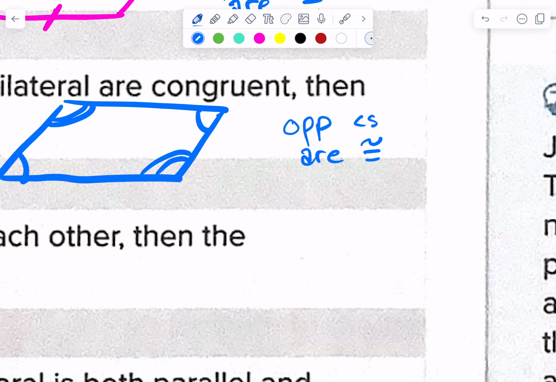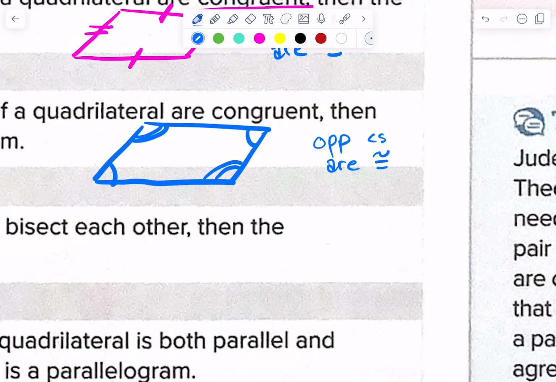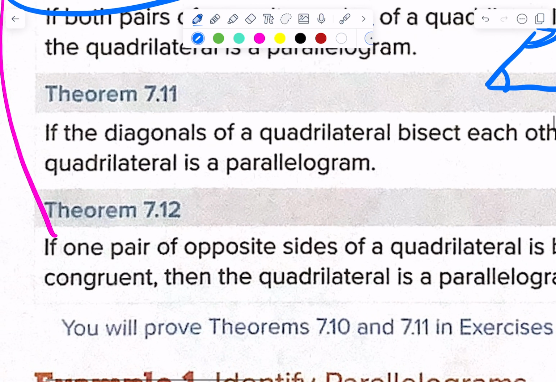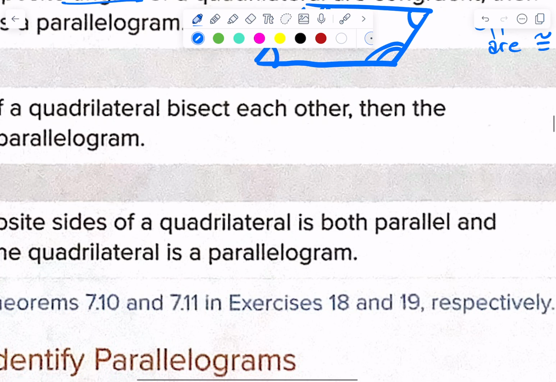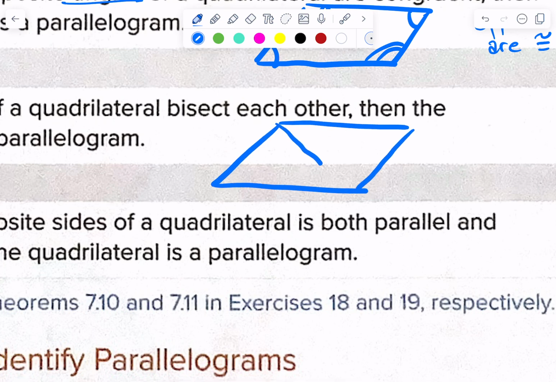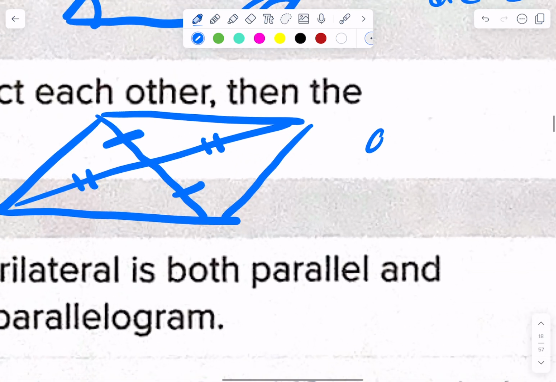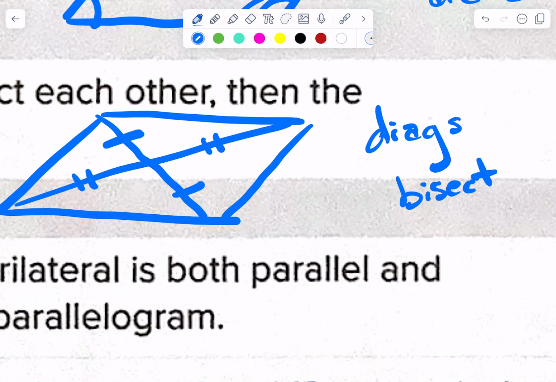But if the opposite ones are congruent, then the sides have to match, right? Like the sides have to follow. All right, the third one, Theorem 7.11, says that if my diagonals bisect each other, this one matches this one, and this one matches that one, maybe I know nothing about the angles or the sides, but that has to be a parallelogram. If the diagonals bisect each other, this will have to be a parallelogram, right?